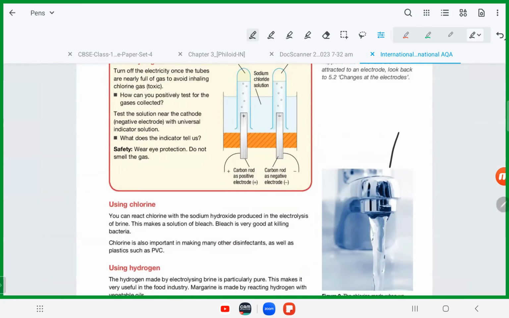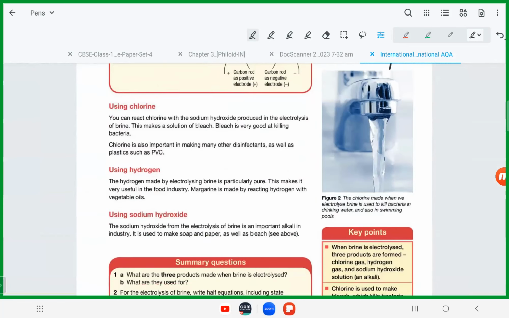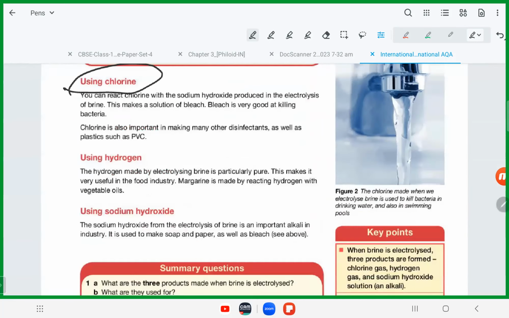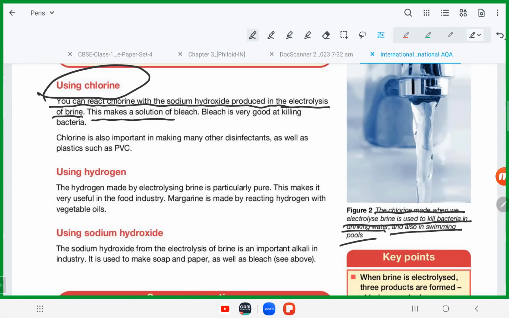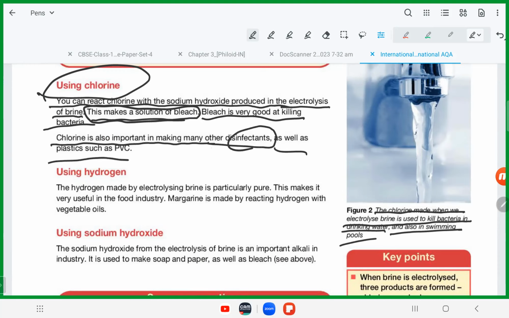Now, using chlorine: where you are going to use the chlorine, that is very important. So here you see that chlorine made when we electrolyze brine is used to kill bacteria in drinking water, and also used in swimming pools. You can react chlorine with the sodium hydroxide produced in the electrolysis of brine. This makes the solution bleach. Bleach is very good at killing bacteria. Chlorine is also important in making many other disinfectants as well as plastics such as PVC, polyvinyl chloride.